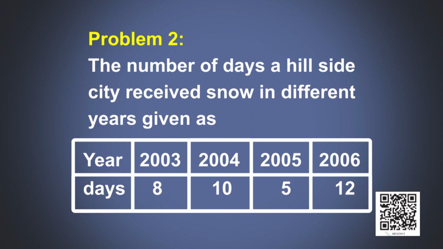So, now let us draw a graph from the given data. The number of days a hillside city received snow in different years is given as: in the year 2003 it was 8 days, in the year 2004 it was 10 days, in the year 2005 it was 5 days, and in the year 2006 it was 12 days.